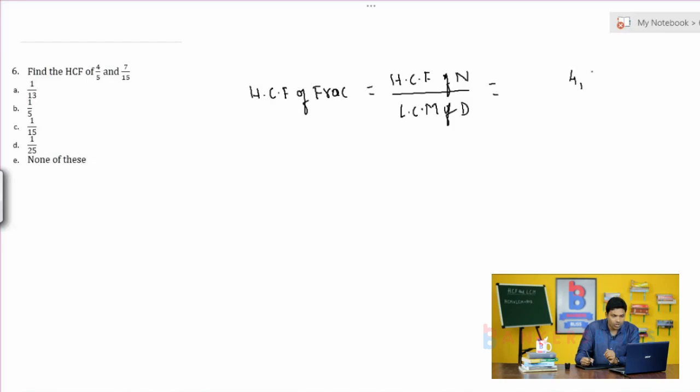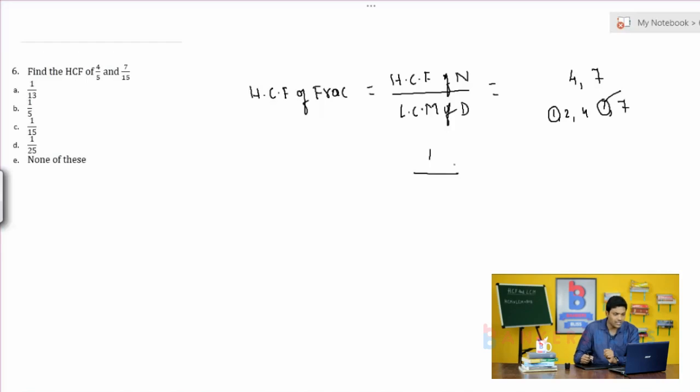So HCF of numerator: 4, 7. One of the numbers is a prime number. The factors of 7 are 1 and 7. For 4, the factors are 1, 2 and 4. The common factor is 1 and the highest is also 1. Therefore, the HCF is 1.